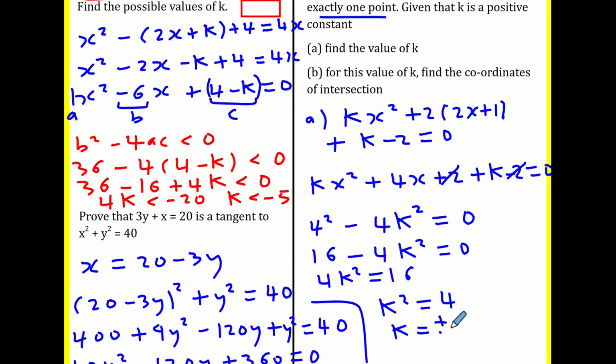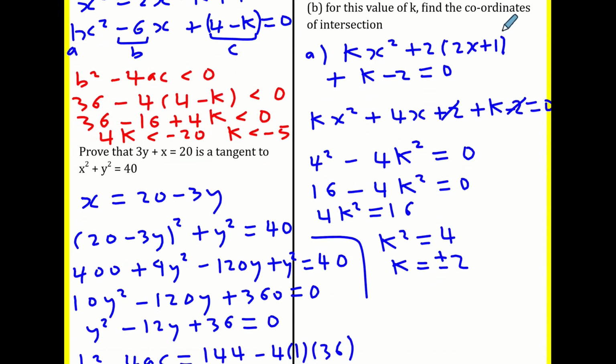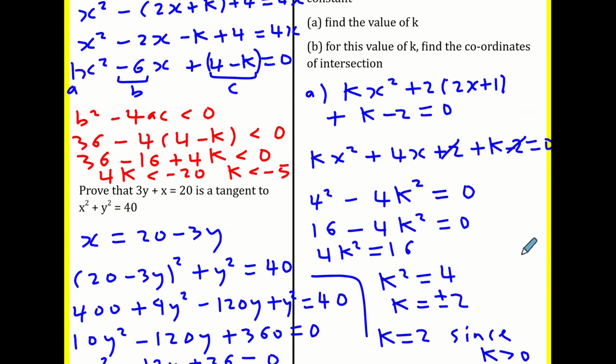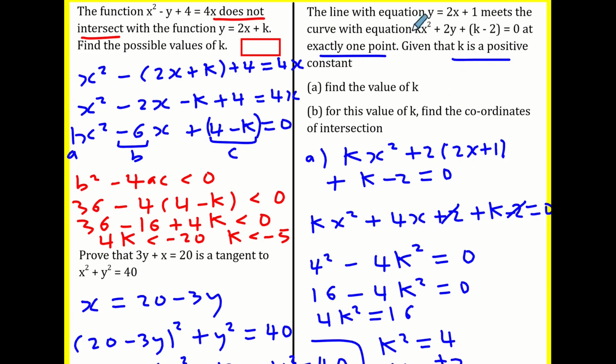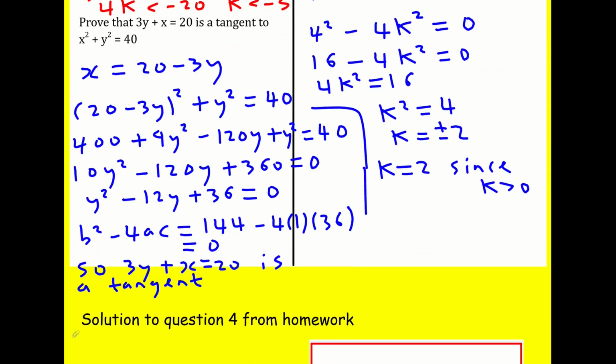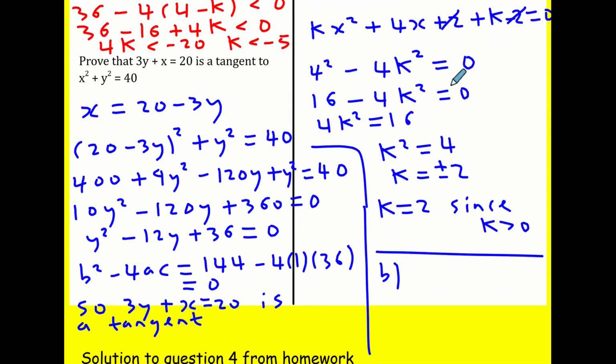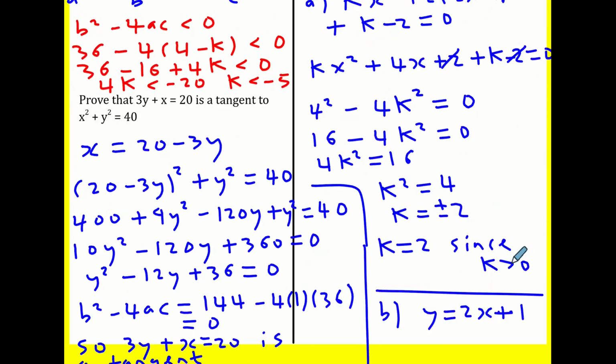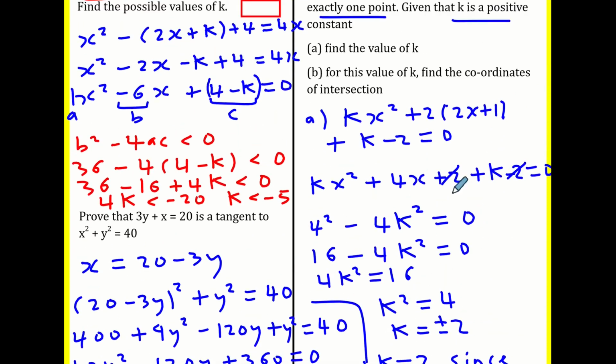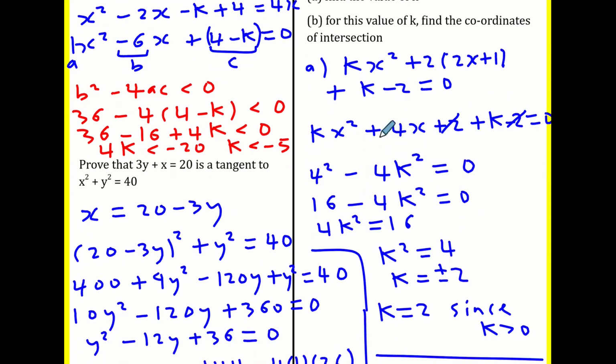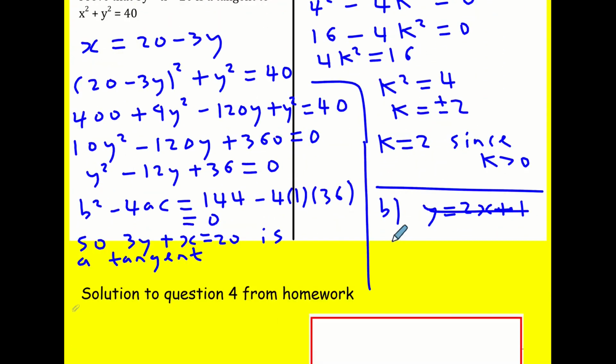k equals plus and minus 2 by taking the square root, but it does say that k is a positive constant. k equals 2 since k is greater than 0. Okay, and that's it. For this value of k, find the coordinates of intersection. So now we just need to go back. This is going back to what we did right at the start of simultaneous equations. So we're going to get y equals 2x plus 1. And actually, I've just realized I don't need to do all this because I've already got my quadratic. So actually, it's going to be 2x squared plus 4x plus 2 equals 0. I don't need to do the whole thing again.